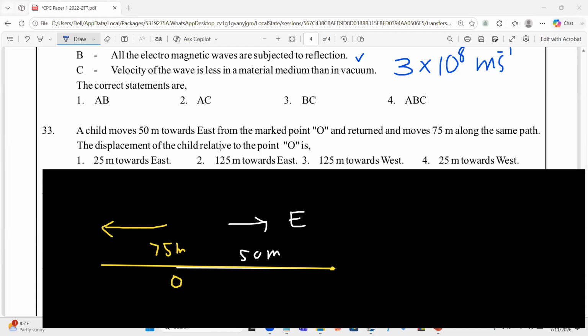The displacement of the child relative to the point O is... How much is the displacement? 25. Yeah, 25. This distance is the displacement, but what's the direction? West. 25 meters. Yes, this direction is west. Okay, so 25 meters towards west. So the answer is the fourth one, right?